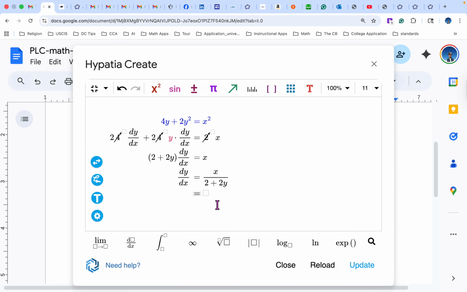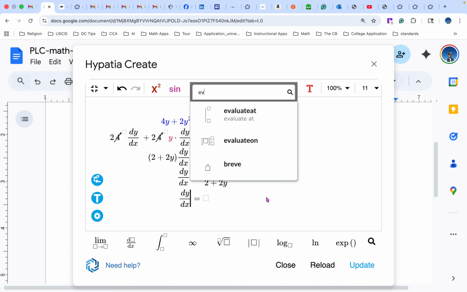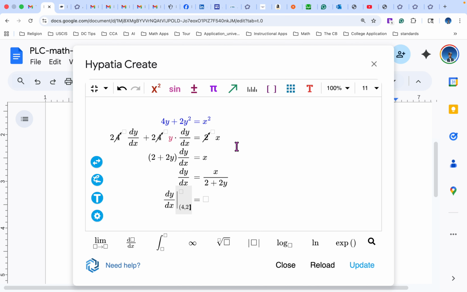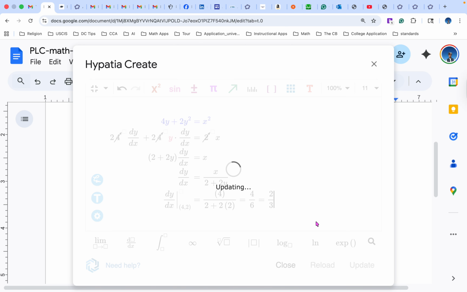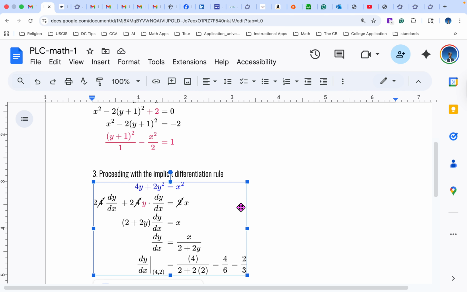Since we're finding the slope at (4, 2), let's just plug in, okay? So x equals 4, okay? y is just 2. What do we have now? Right, this is going to be 4 over 6, okay, which works out to 2/3, okay? Done. That's it. Implicit differentiation in just one shot.